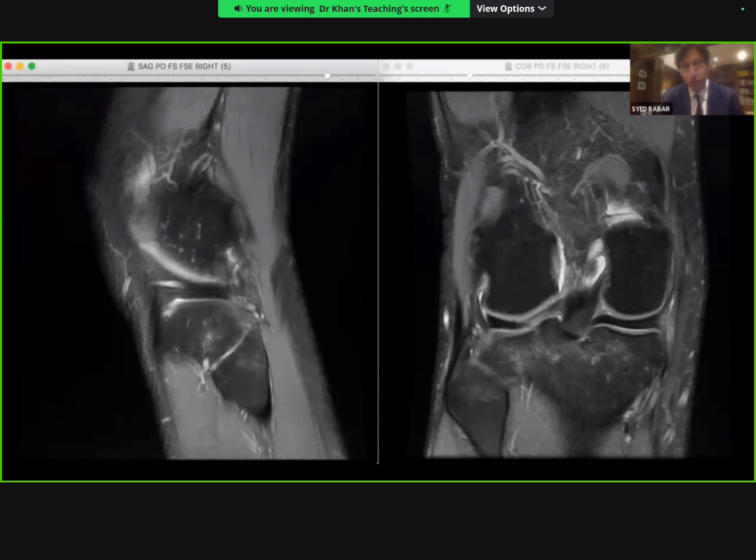So we will, of course, look at all of these sequences. But if I was to start with one particular sequence, I would normally start with the sagittal, and I'll normally start from lateral to medial, so I can look at the structures I always look at.